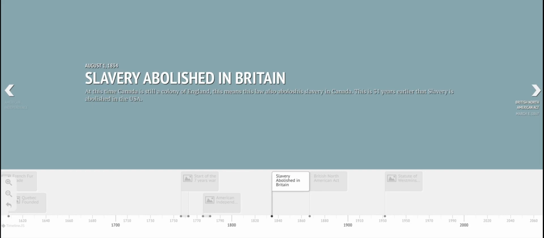On August 1st, 1834, slavery was abolished in Britain. Since at this time Canada was still a colony of England, it meant that slavery was also abolished in Canada. And this is 31 years earlier than slavery would eventually be abolished in the United States. So slavery was abolished in Canada, or Britain, and therefore Canada, before slavery was abolished in the United States.